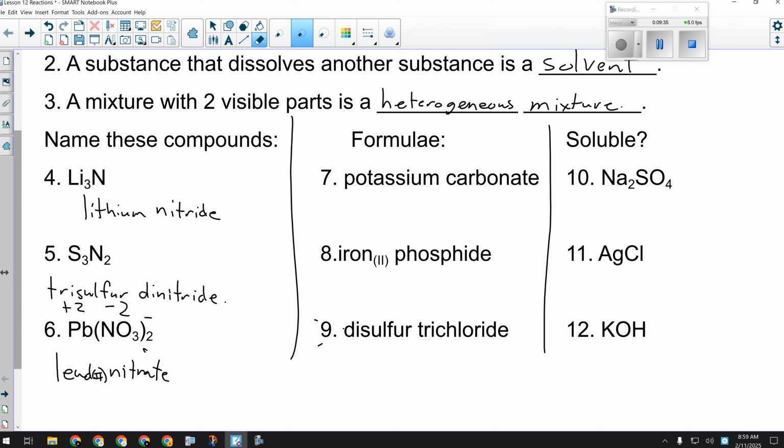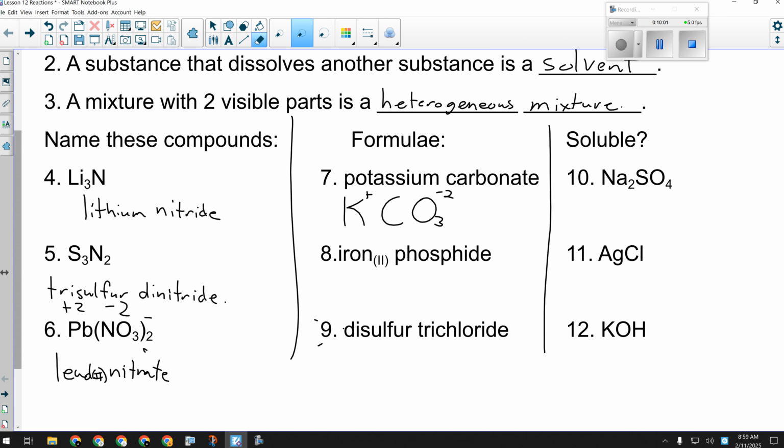Questions on those? How many people are done 7, 8, and 9? So for writing the formula here, for potassium carbonate, ionic or molecular? Ionic. Potassium is a metal. So the symbol for potassium is K. It's a +1. Carbonate is a polyatomic ion, CO3. It has a charge of -2.